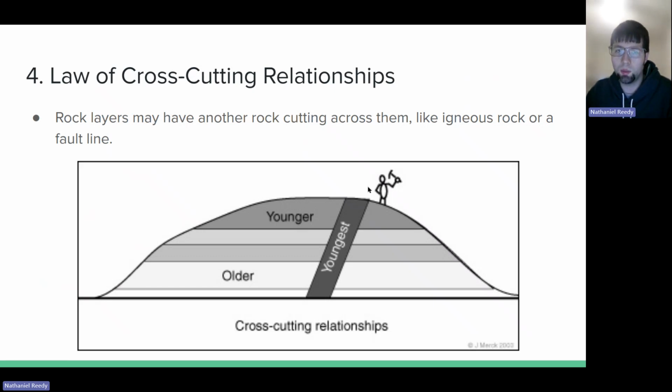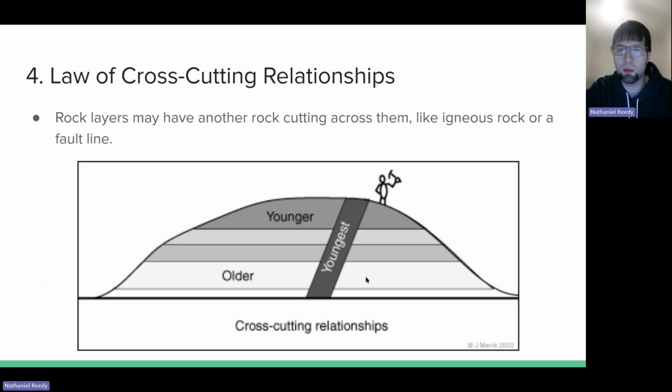That's why it's called cross-cutting relationships, because anything that cuts through rock layers that were there before it must have been the youngest event or layer. I say event because let's say this is a crack and not a volcano eruption. If this is a fault line, that means the rocks were shifted after the layers were put down.